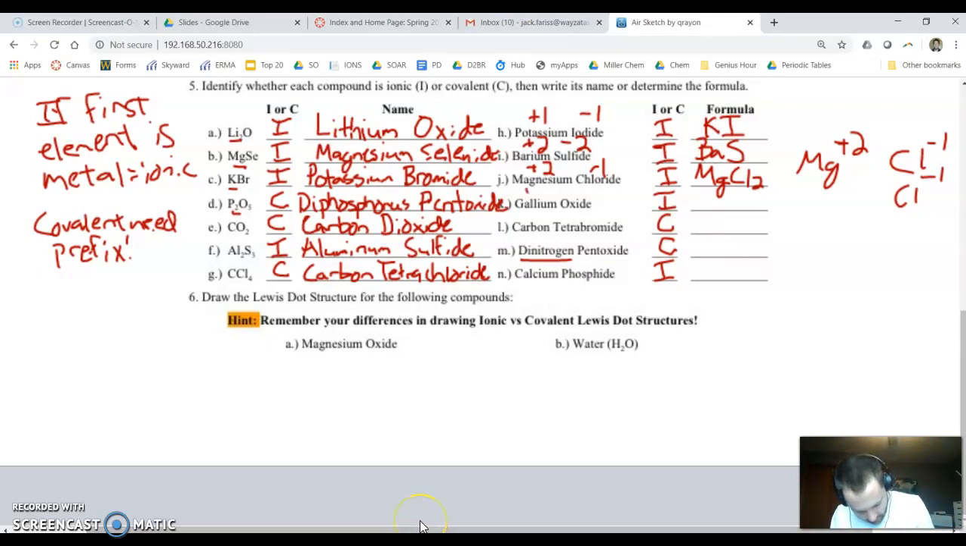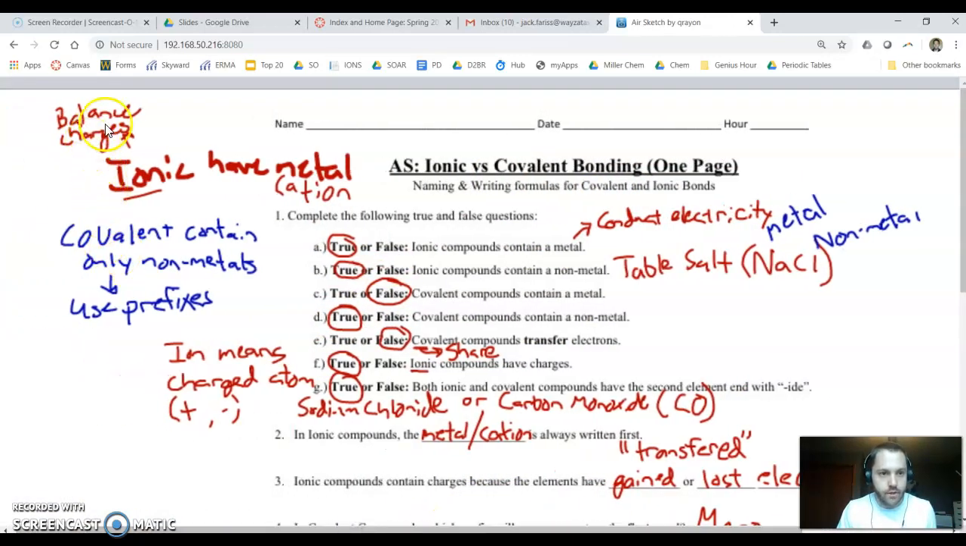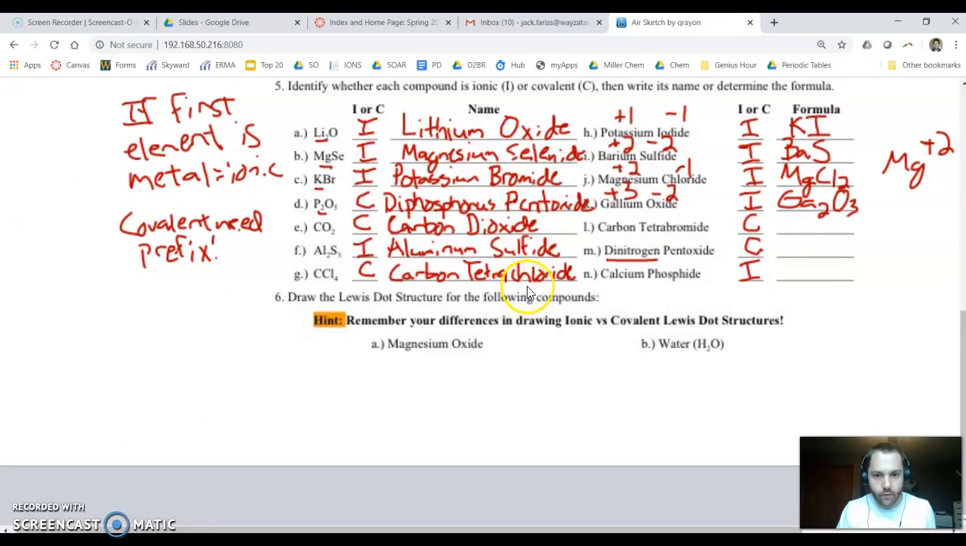Gallium oxide, gallium is +3, oxygen -2. So in order to balance those, I would actually need 2 galliums, 3 oxygen. Again, if you need help with this assignment, it is more review. You should be going back and doing the previous ionic assignments. Now we're into covalent, so we don't worry about charges. We actually said that back up here. Charges are only for ionic compounds, not covalent.